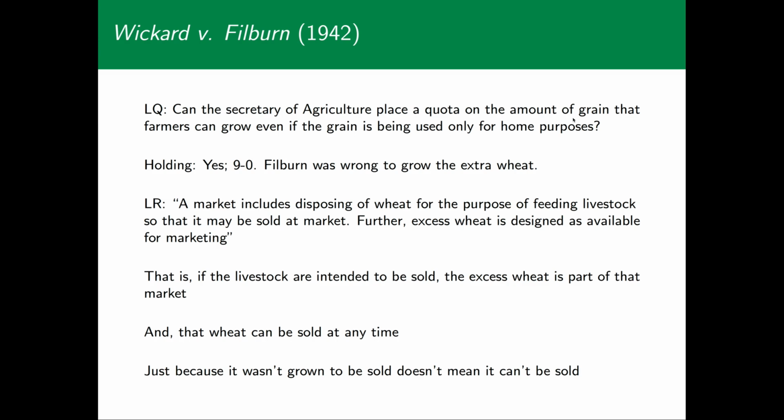So the legal reasoning begins: a market includes disposing of wheat for the purposes of feeding livestock so that it may be sold at market. Further, excess wheat is designated as available for marketing, right? So they're saying there's not really a distinction between what Filburn could have sold and what he did sell. That's not really what's being regulated. The other component is that eventually the livestock are going to be sold. So the livestock are part of commerce, so the thing that feeds them is part of commerce. So the excess wheat, what fed the livestock, is definitely part of that market, right? And we see the stream of commerce logic in there. Not exactly, but you get the idea that all the things that go into interstate commerce are themselves interstate commerce. Beyond that, if Filburn grew, let's say, 14 acres, he still could have sold 12 or 13. Just because he didn't doesn't change the fact that he could have marketed it.